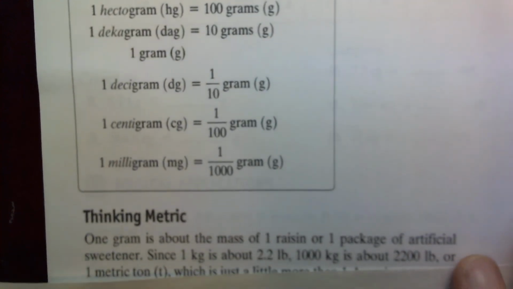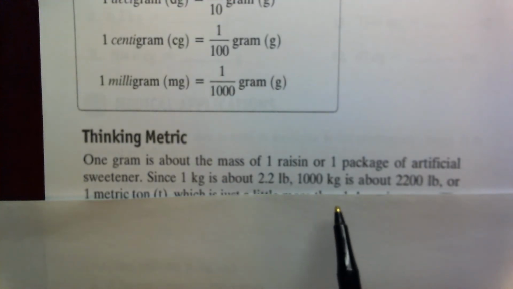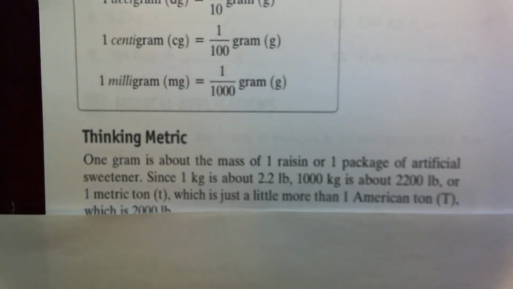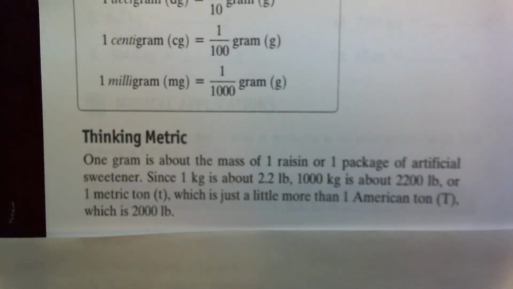Just to get the idea, 1 gram is about the mass of a raisin or a package of artificial sweetener. 1 kilogram is about 2.2 pounds. So 1,000 kilograms is about 2,200 pounds, or a metric ton, which is just a little more than 1 American ton, which is 2,000 pounds.